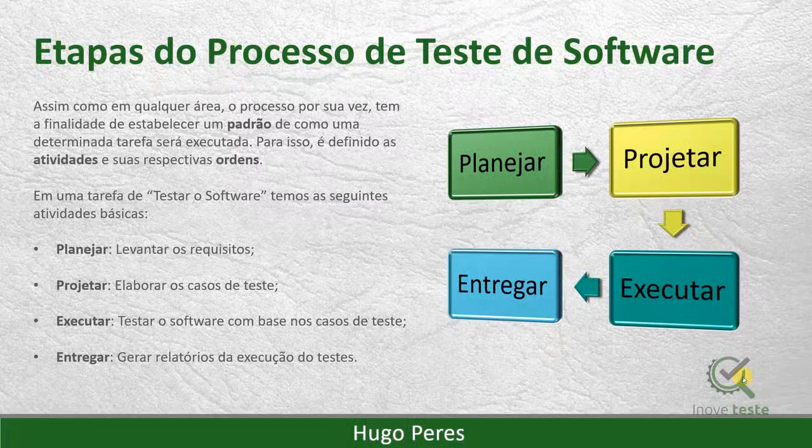So you see that it is necessary to follow this process. From the moment you do any of these activities in incorrect order, surely you will not make a good test. In addition to performing the correct activities, you also need to run them in the correct order. This is what defines a good software testing process.